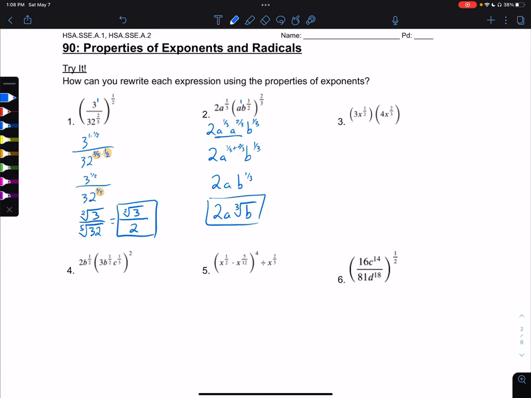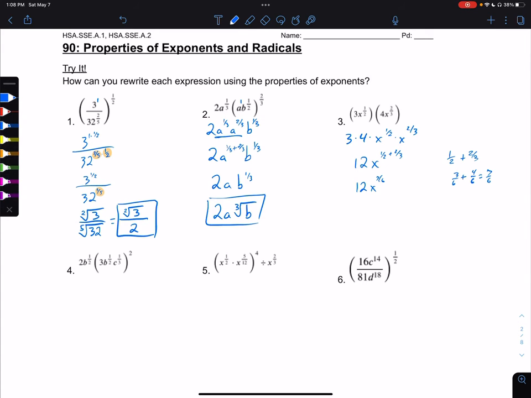In number 3, I don't have any powers being raised to a power, so there's nothing outside of here or here. So I can start to combine these. So I'm going to do 3 times 4 times x to the 1/2 times x to the 2/3. 3 times 4 is quite easy. That would be 12. The bases of x are being multiplied, so 1/2 plus 2/3. There are unlike denominators here, so we need like denominators. If I add these up, I get 7/6. So this would be x to the 7/6 power.